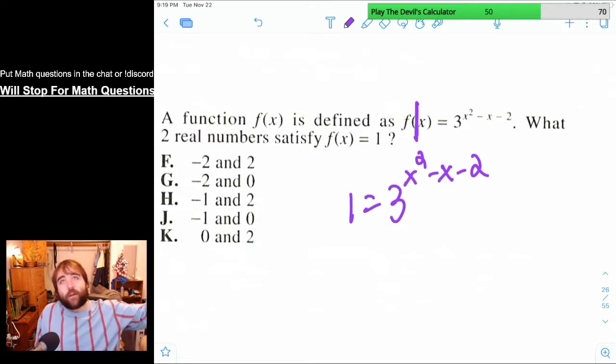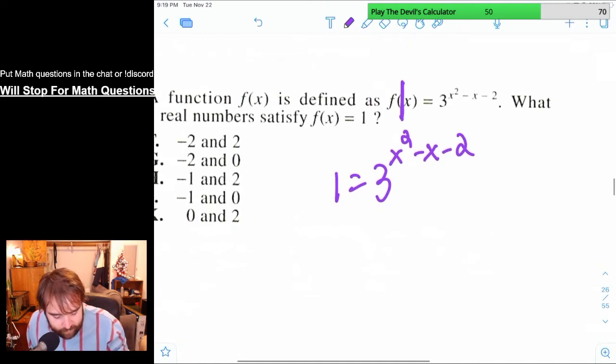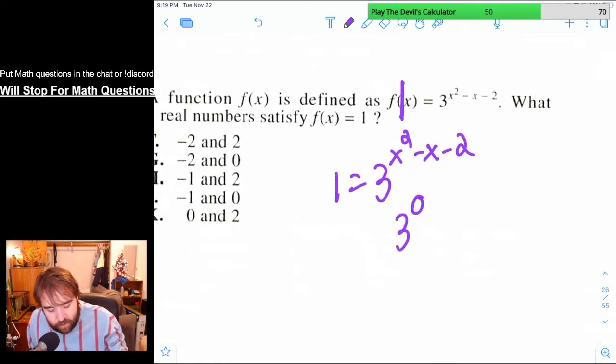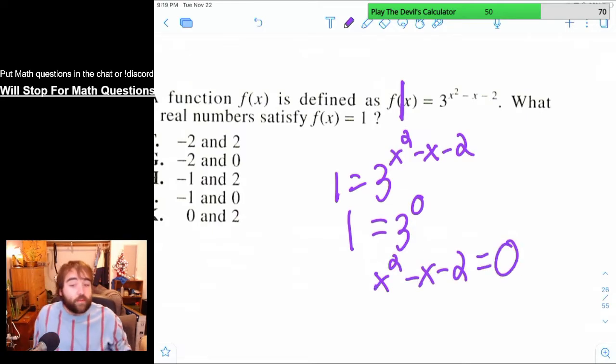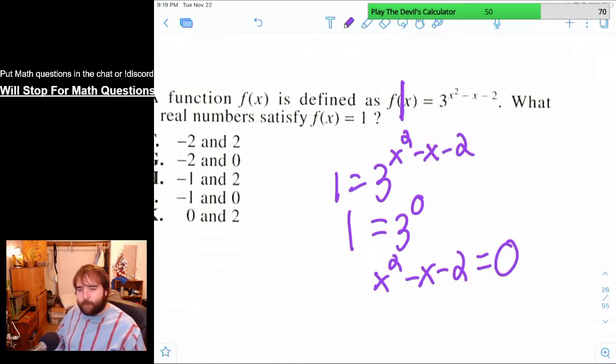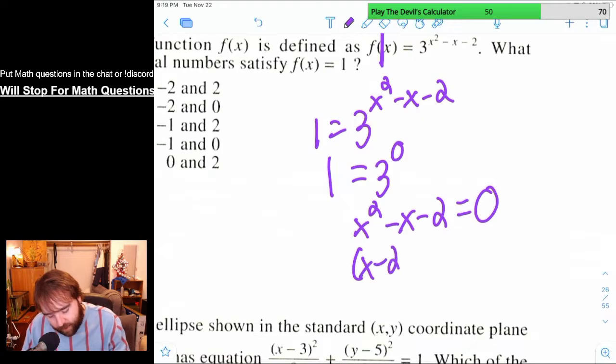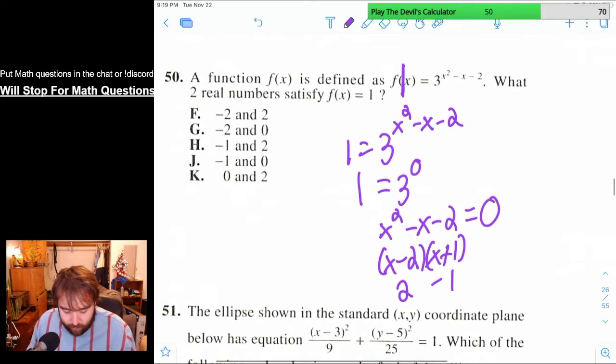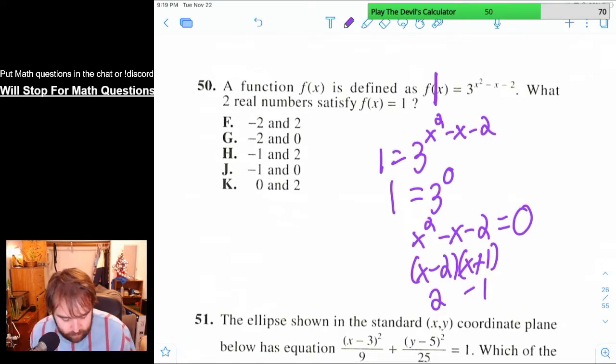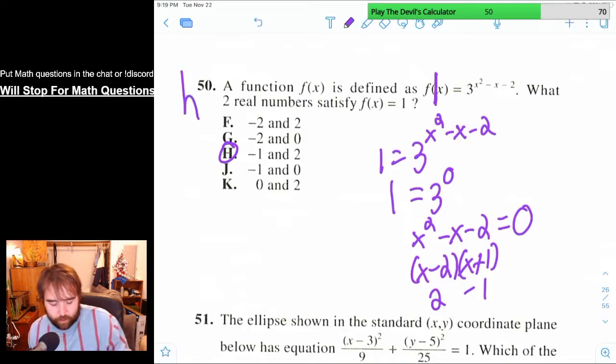Well, 3 to what power gets you 1? That only happens once. It doesn't even matter what the base is. That has to be 0. Anything to the 0 gets you 1. So that's saying that x squared minus x minus 2 needs to be 0, right? So then you just got to solve that equation. So you just factor. Hopefully you can factor quickly. x minus 2, x plus 1, 2 and negative 1. And since there's no options where there's only one answer, you can be pretty solid that those two are going to work.